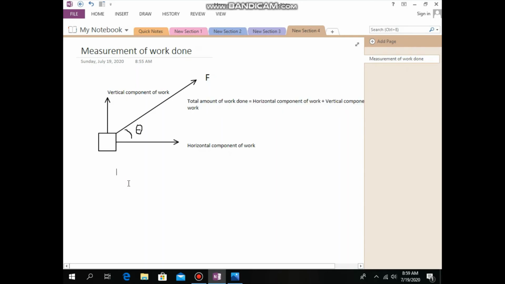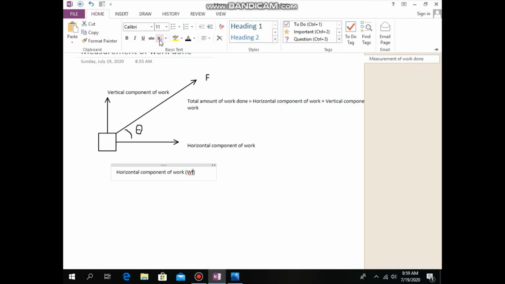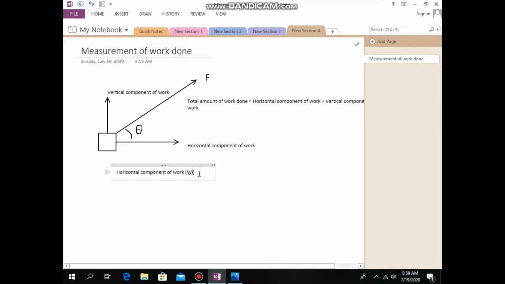a simple formula. Okay, horizontal work is indicated by WF, where F should be the subscript. Okay, here we have WF, subscript F, indicated by the formula F D cos theta. Okay, now how to get theta?